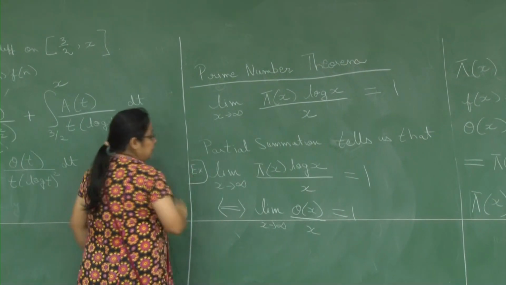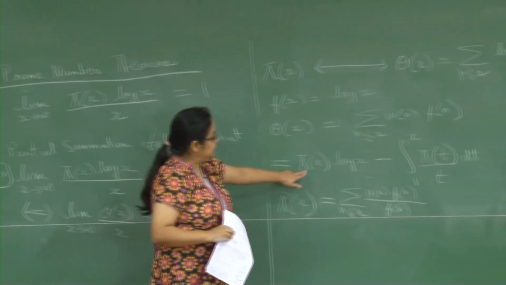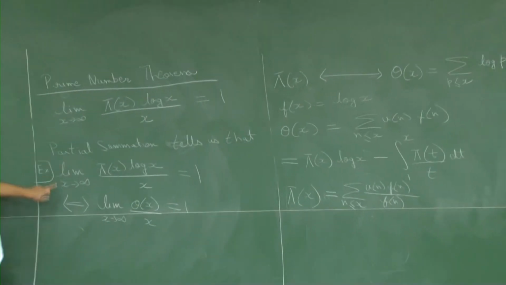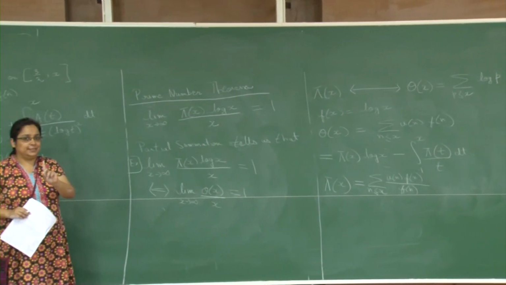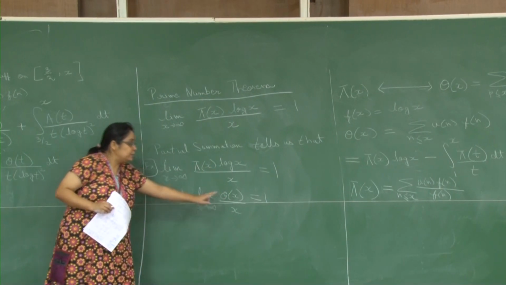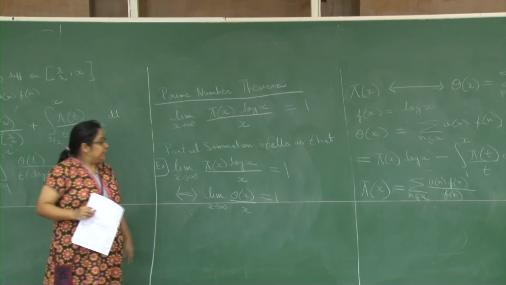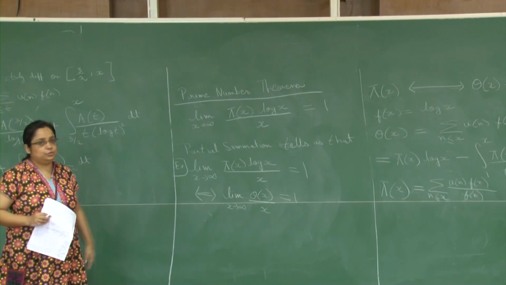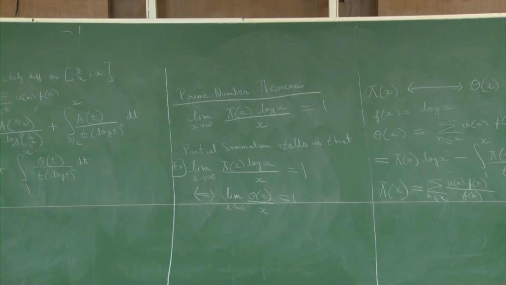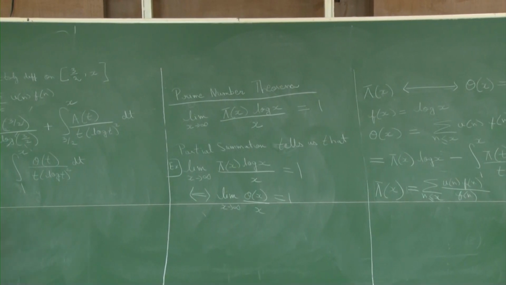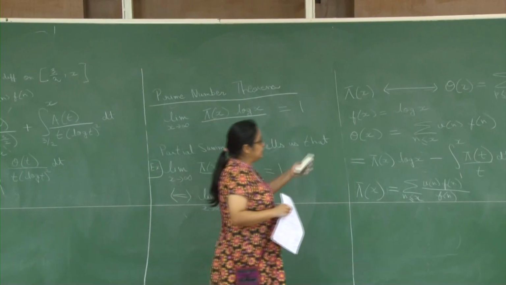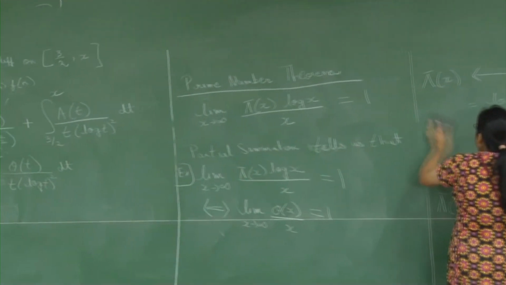You can use both the equations that we derived using the partial summation technique to derive this equivalence. It will not give you the prime number theorem, but it will tell you that the prime number theorem is equivalent to the assertion that your theta of x is asymptotic to x as x goes to infinity. Now, there is another related function to this theta of x, which can also be used, and in fact, which is used to study the prime counting function.